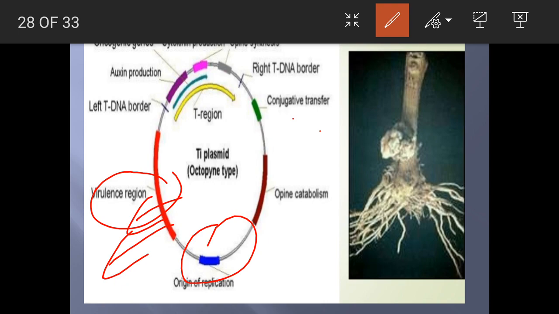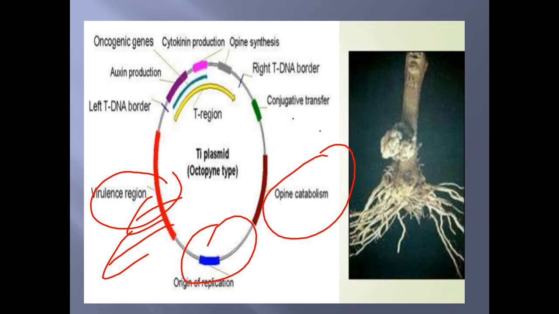This is the site for the origin of the replication, because we need this plasmid to be replicated. For the replication purpose the ori must be present. And another region that is present here is called the opine catabolism region. The opine catabolism region contains several genes which are involved in the metabolism of the opine. And the role of opine, we know opine is helpful in getting energy for the agrobacterium. So this is all about the plasmid of the agrobacterium.